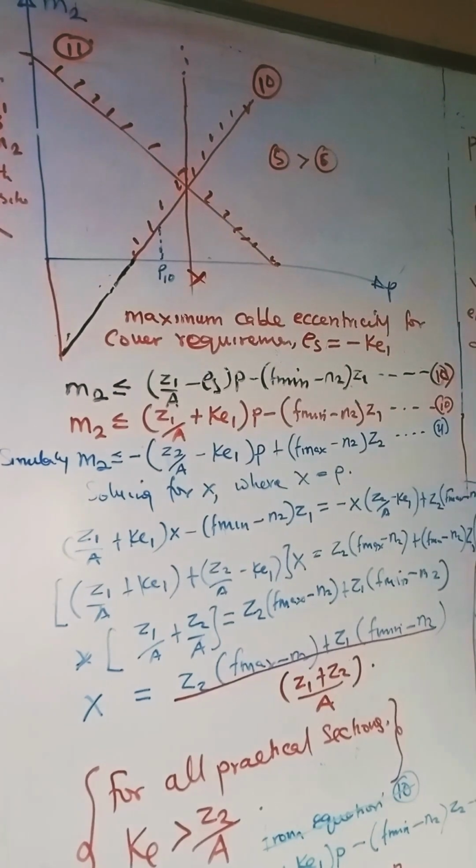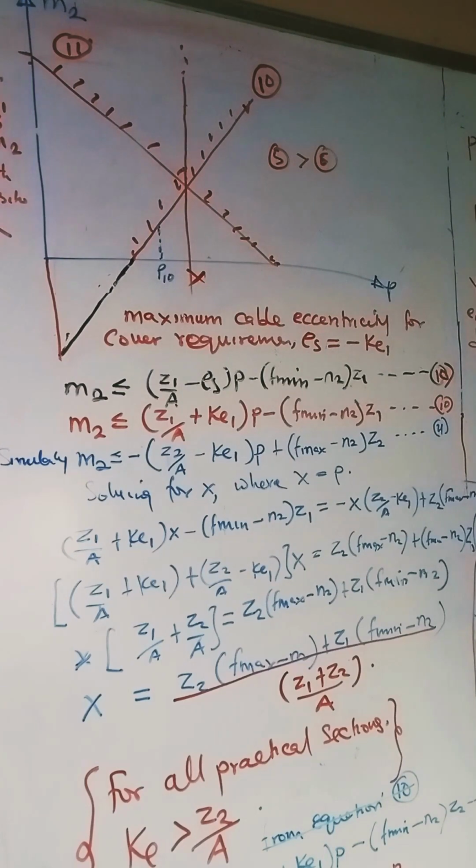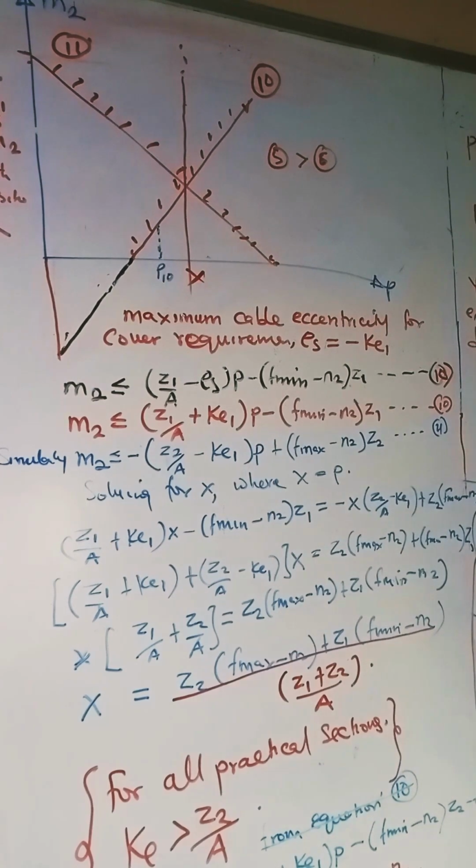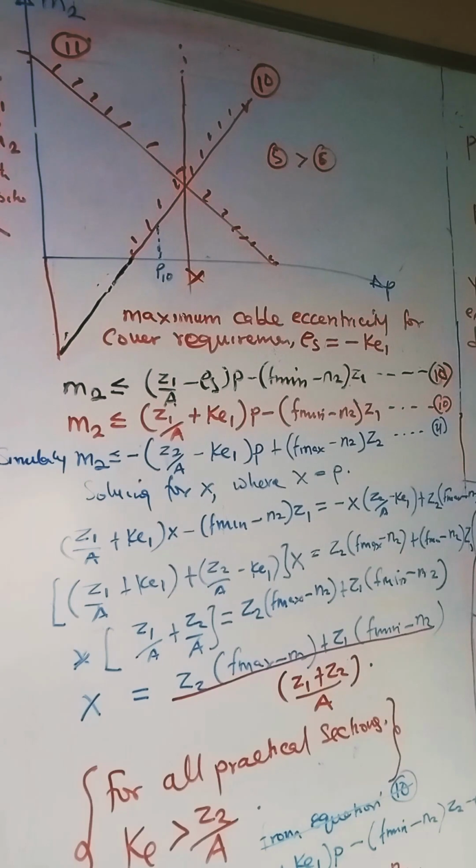Equating equation 11 and equation 10, we have our value for x: x is equal to Z2 bracket f maximum minus N2, plus Z1 bracket f minimum minus N2, all over Z1 plus Z2 by A. That gives us the critical value for our pre-stressing force.